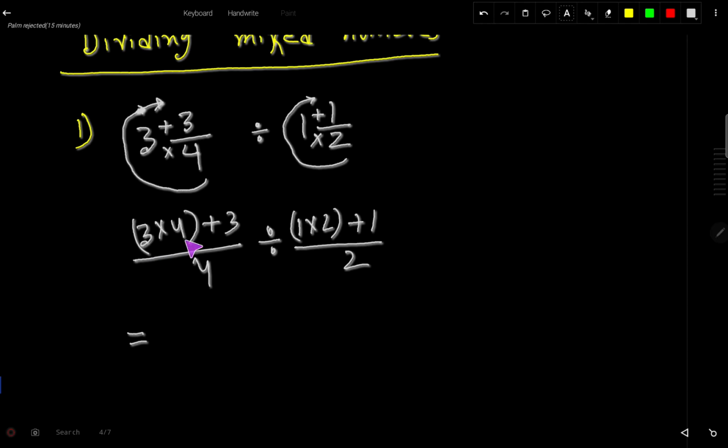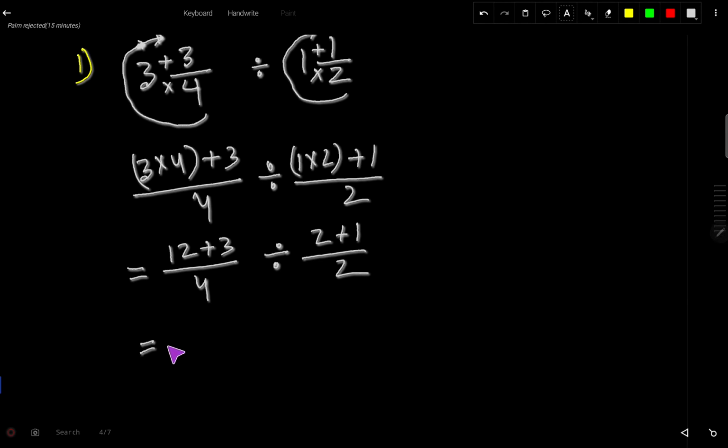So we are getting 12 plus 3 over 4, division sign, then 2 plus 1 over 2. Then 12 plus 3 is 15, so 15 over 4, division sign, then 3 over 2.